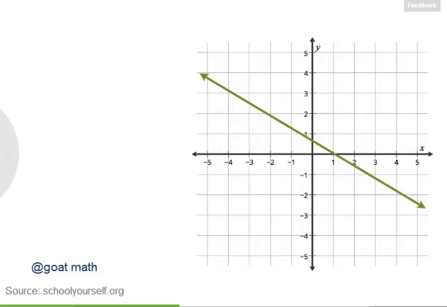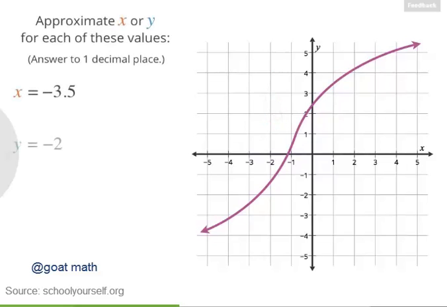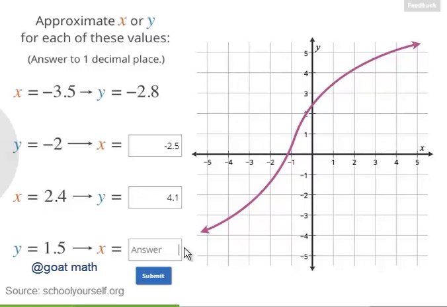Now so far we've been looking at graphs that are lines, but if you can read a graph like this, then there's nothing stopping you from reading a graph that's not a line, or a nonlinear graph, like this one here. So try performing the exact same steps with this graph and approximate these values of x and y. Again, let's do the first one together. X is equal to -3.5 over here, and it looks like y is close to -3, approximately -2.8. So try finding these remaining values of x and y.